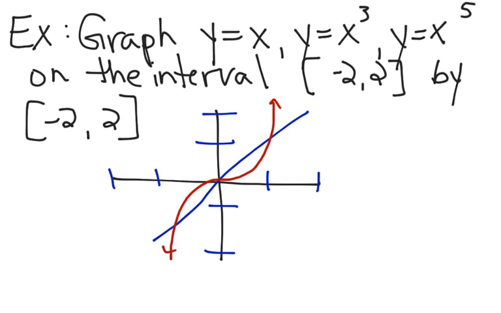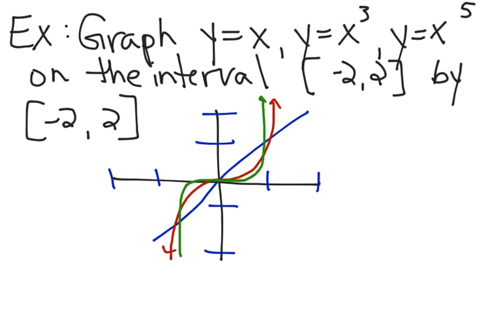Which makes sense because it's a cubic function. We already talked about the general shape of cubic functions. You should already know, if you see x cubed, the general shape of it's going to look like this. And y equals x to the 5th is going to look something like this.